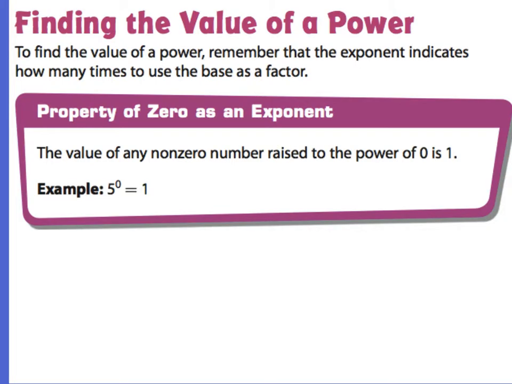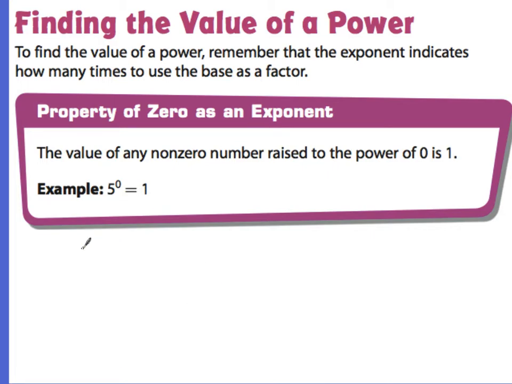All right, finding the value of a power of 0. So when you have 5 to the 0 power, your answer is always 1. Okay? So anytime you see 5 to the 0, your answer is always 1.